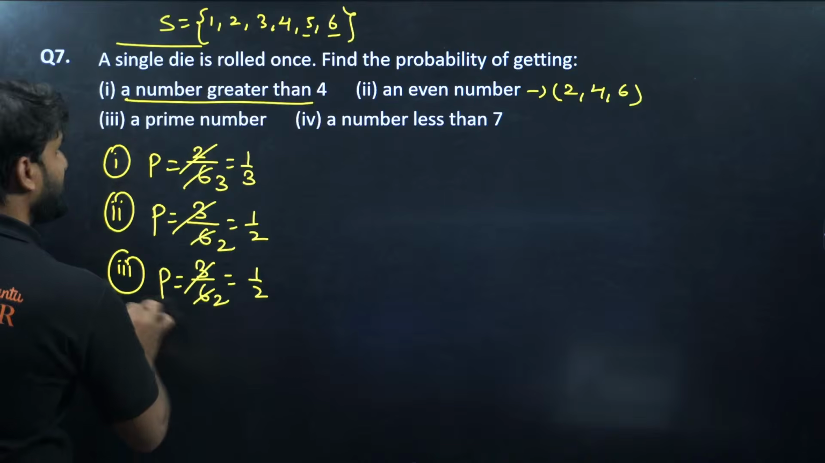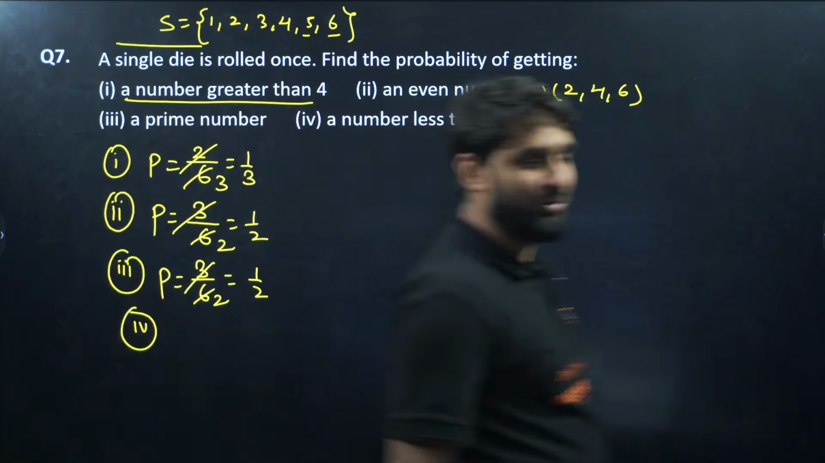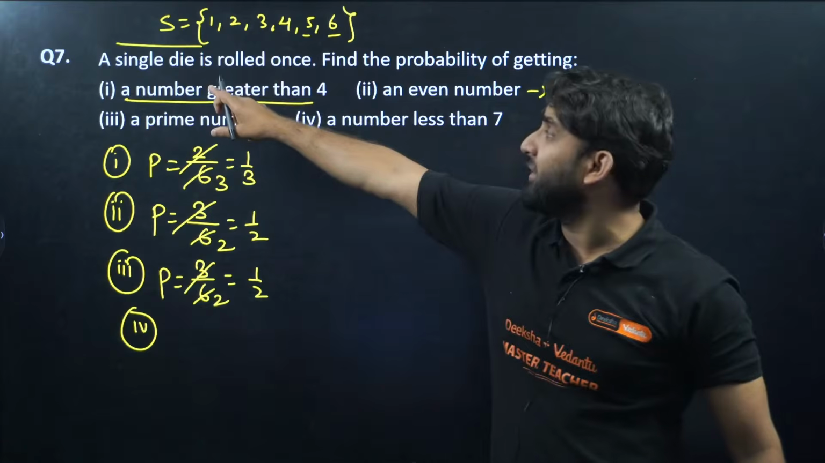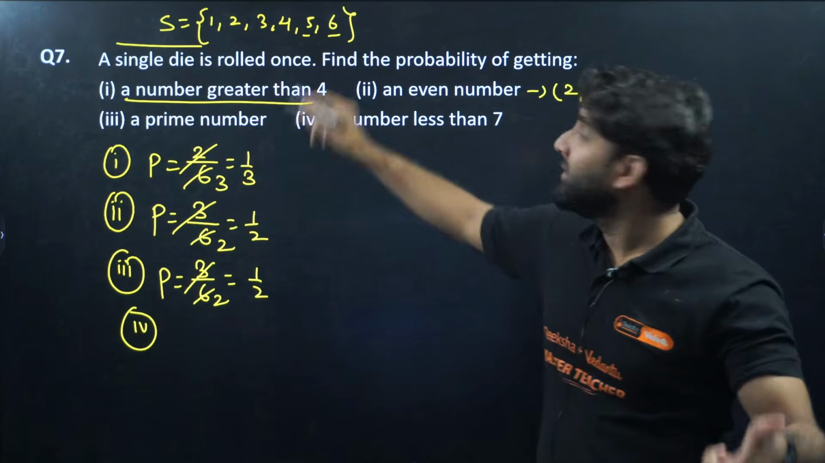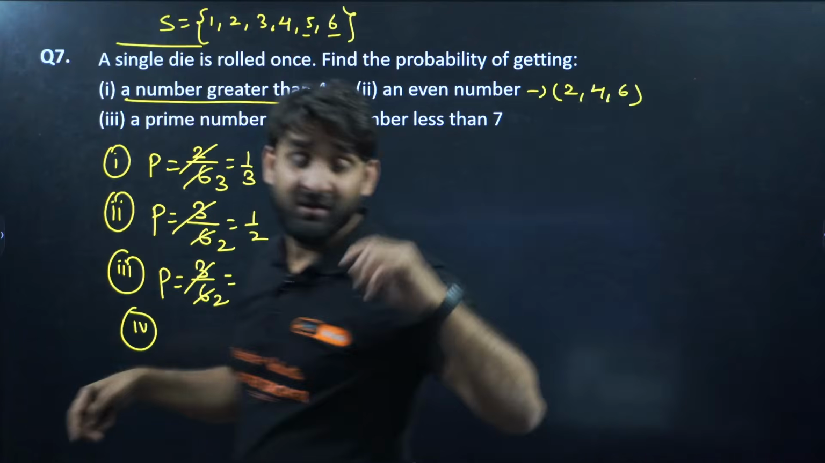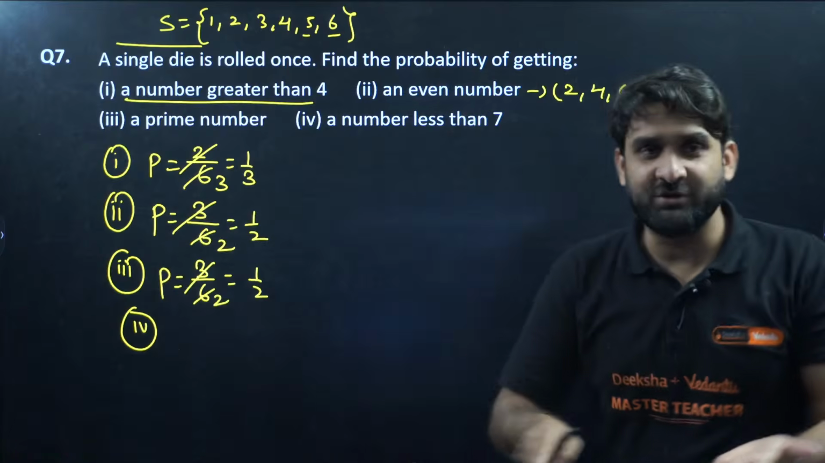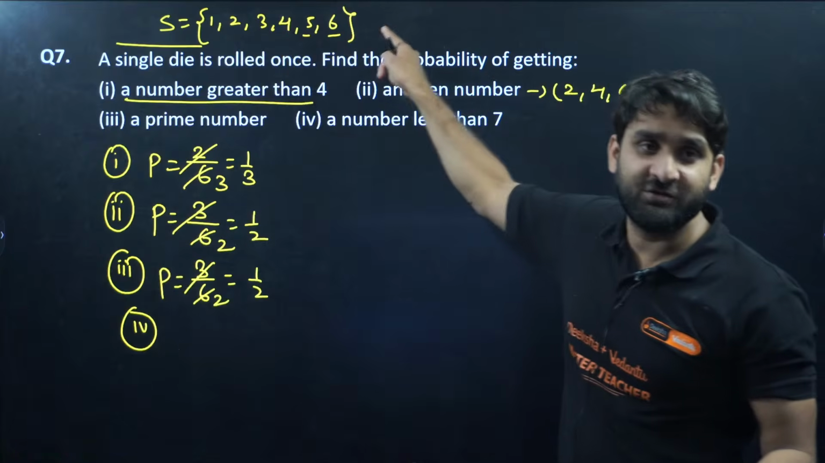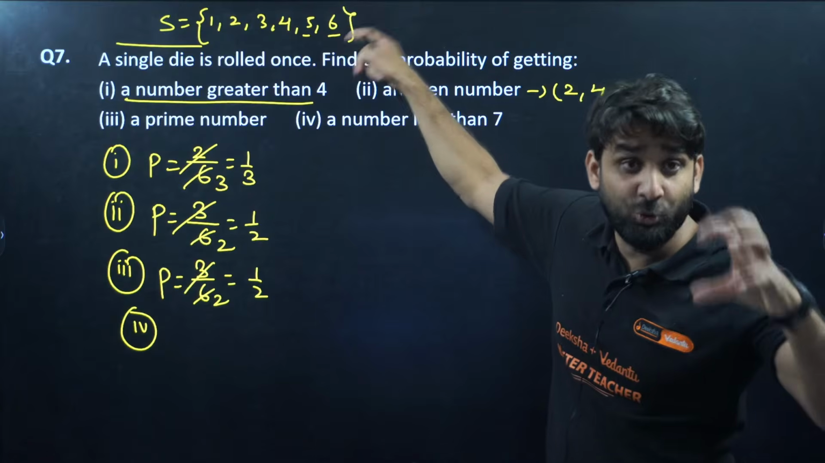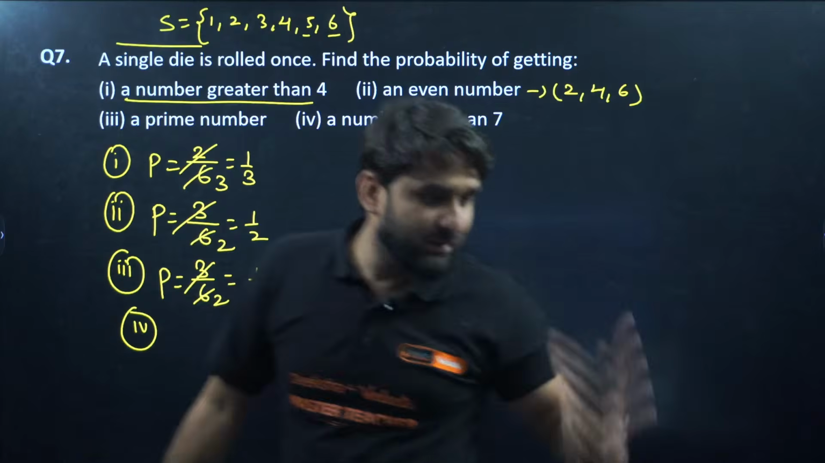Fourth question, a number less than 7. All the numbers are less than 7. You can focus there. When we are throwing a die on a Ludo board, all the numbers appearing are less than 7, because on Ludo the numbers marked are from 1 to 6. All the numbers, 1, 2, 3, 4, 5, 6, are marked on the Ludo die. So if we talk about a number less than 7, all the numbers are less than 7.